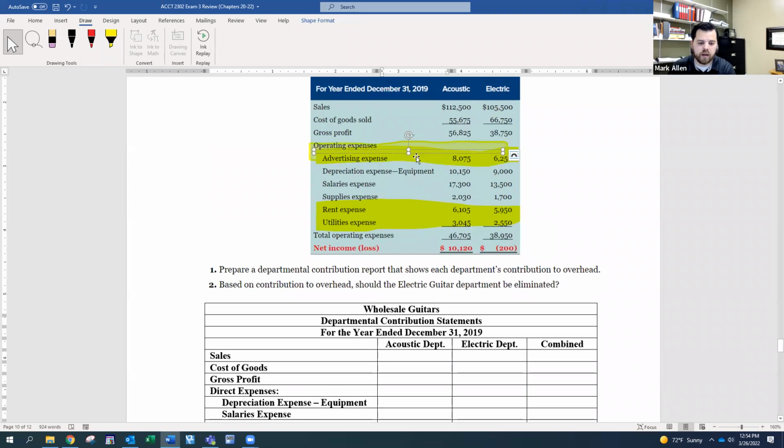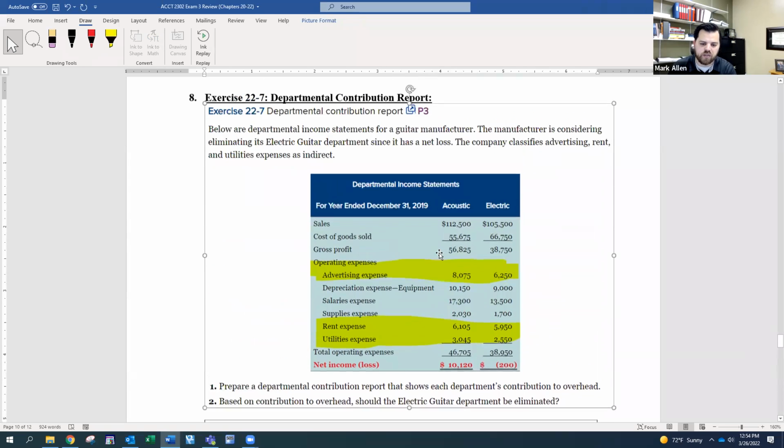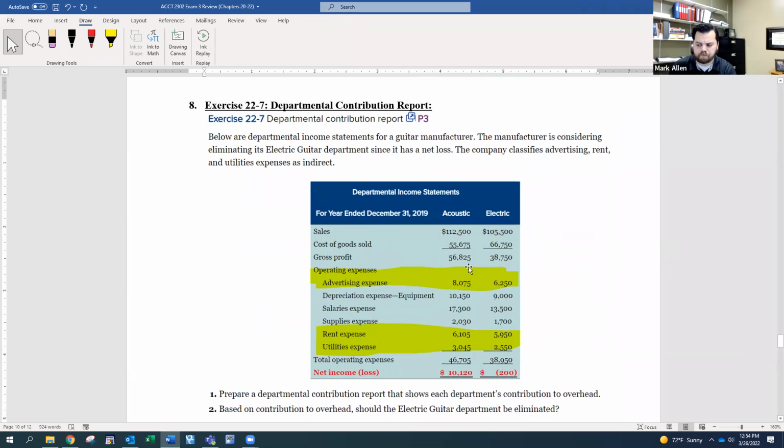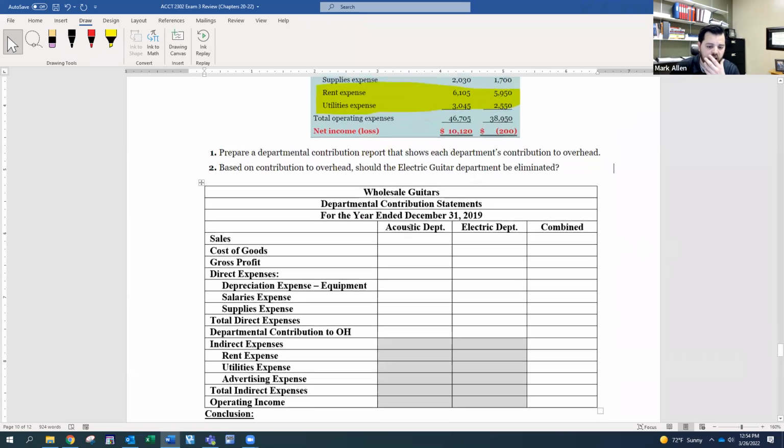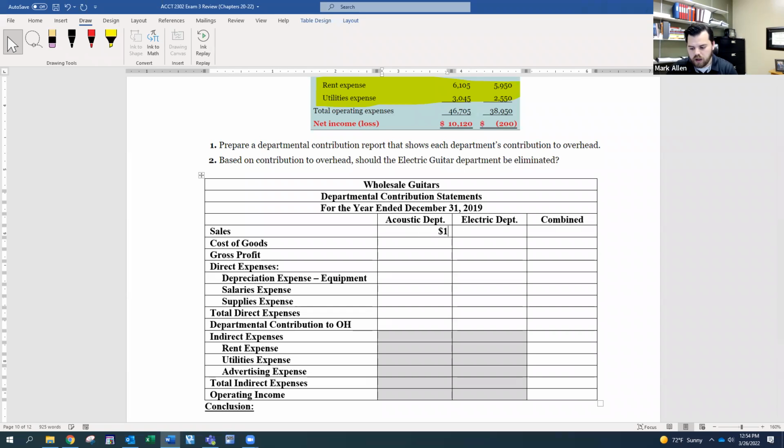And what I strongly recommend is go ahead, take a picture of this, or if you have a second monitor, maybe pause the video on the other one at this point, just so you can see the data. And then we're just going to zoom on down and actually just start pulling all of this in. So what we find is that my sales number here is 112,500. And for my electric guitar department, this is 105,500, giving us a combined 218,000.